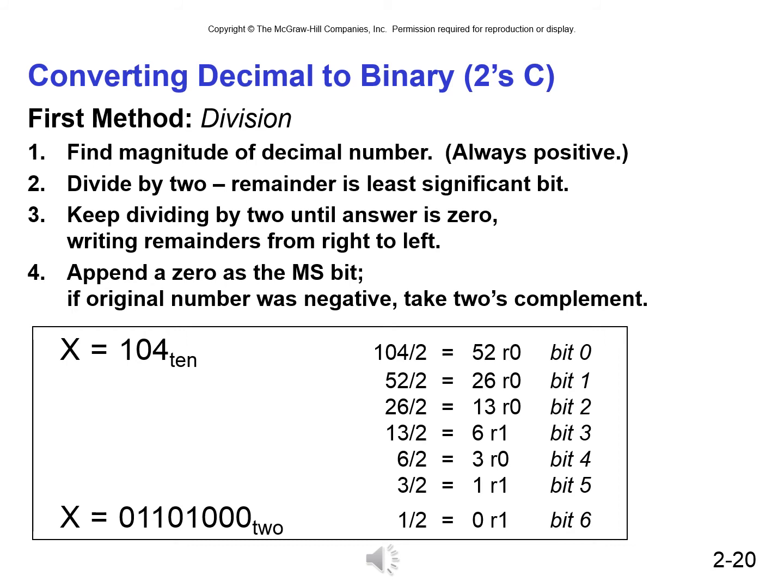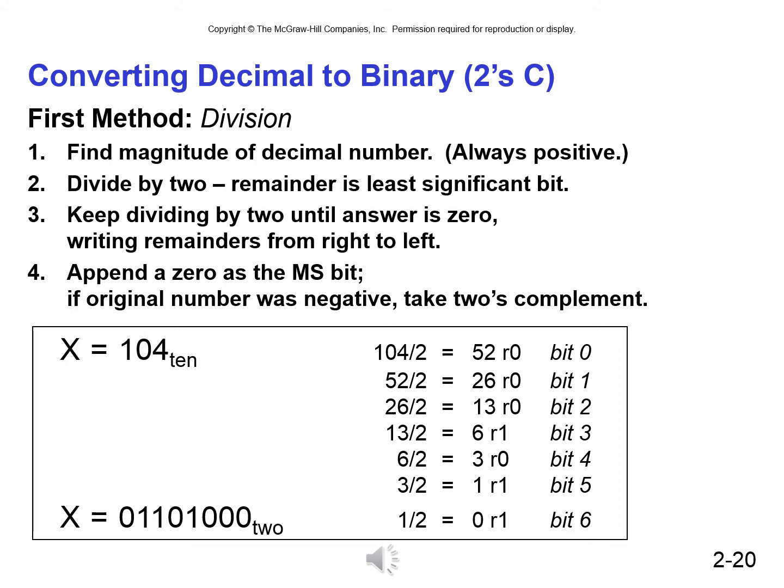6 divided by 2, 3 remainder 0. Bit 4 is going to be 0. 3 divided by 2, 1 remainder 1. Bit 5 is going to be 1. 1 divided by 2, I'm sorry, 0 remainder 1. There's bit 6. So then you assemble the number right to left, 0, 0, 0, 1, 0, 1, 1, 0.